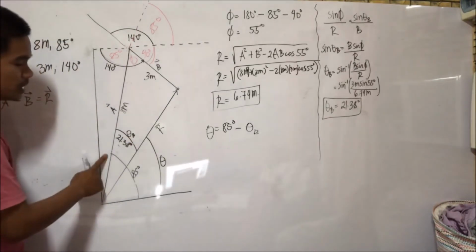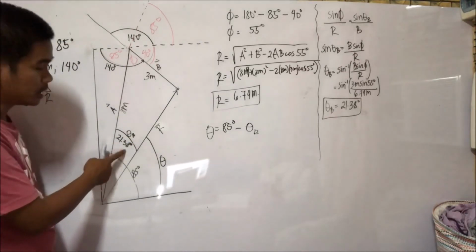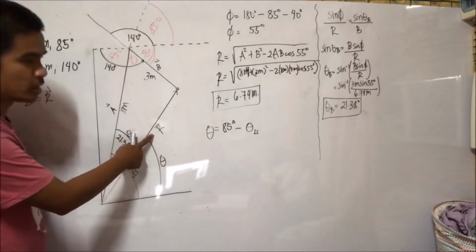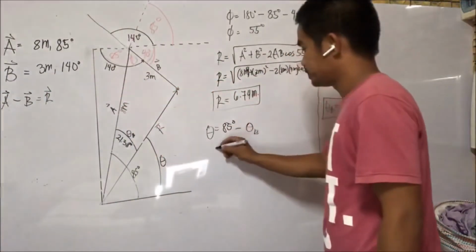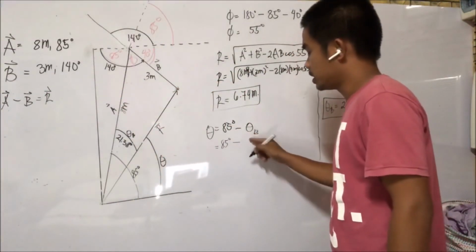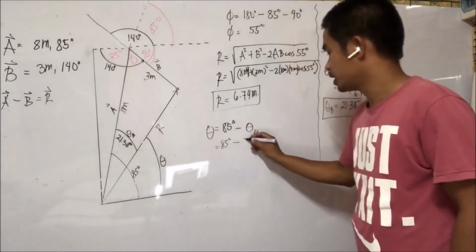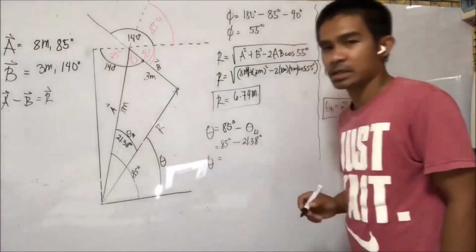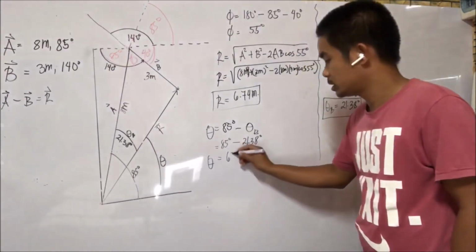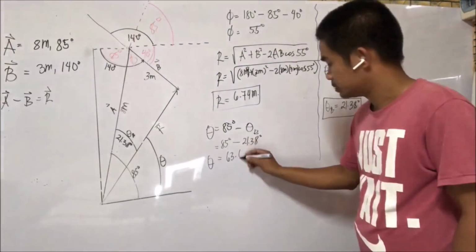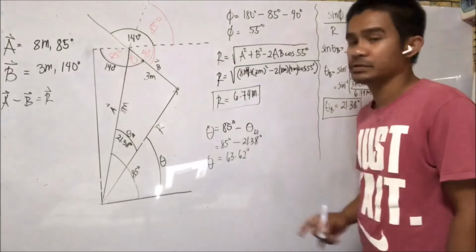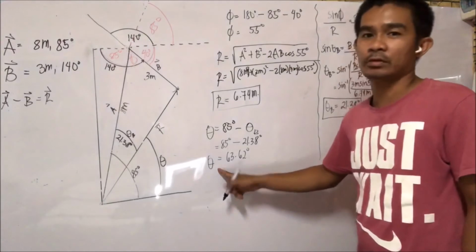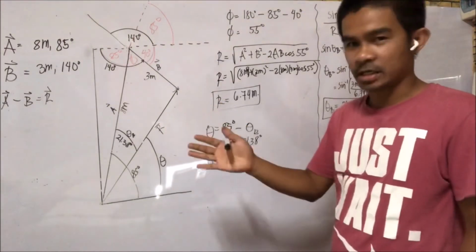So if 85 degrees is subtracted by 21.38 degrees, then we can solve for theta, as theta is the direction of vector R. So this is 85 degrees minus theta B, which is 21.38 degrees. Then we have theta equals 63.62 degrees. So we have the magnitude of vector R, and theta as the direction of vector R from positive x-axis in counterclockwise direction.